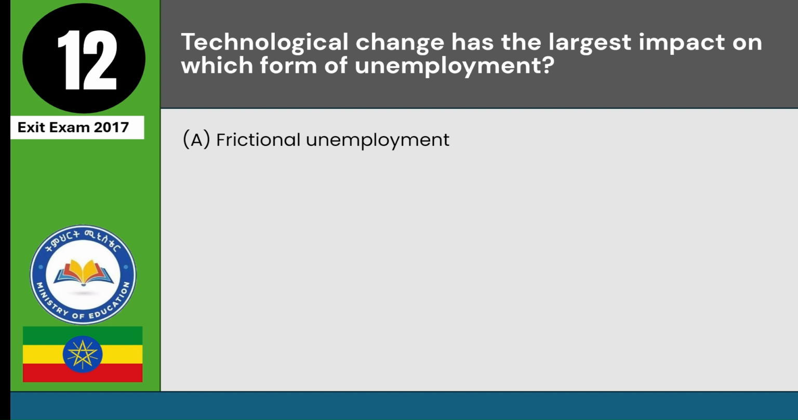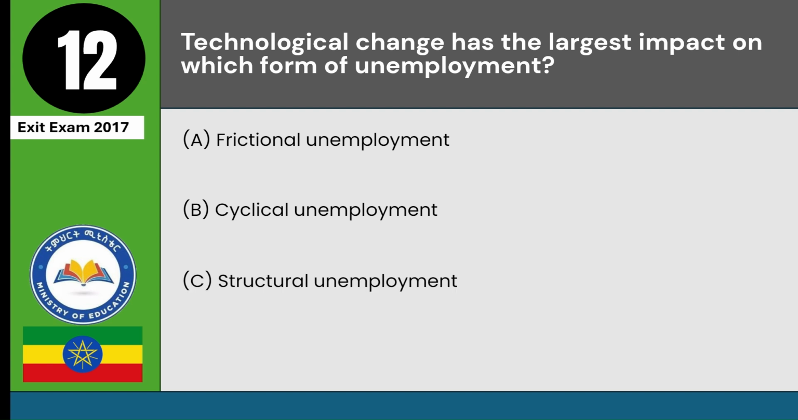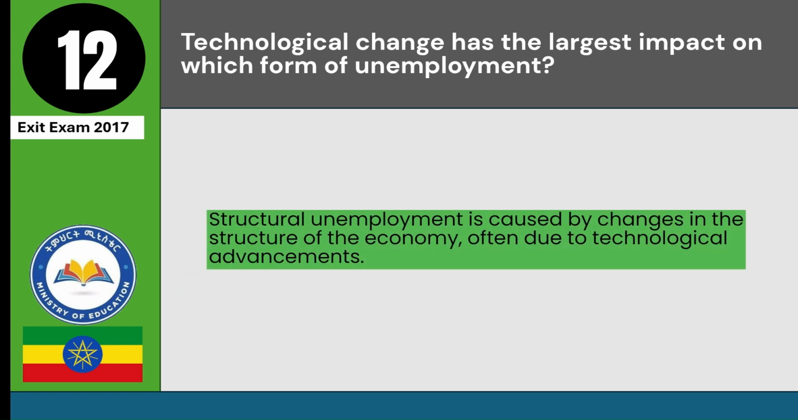Technological change has the largest impact on which form of unemployment? A. Frictional unemployment. B. Cyclical unemployment. C. Structural unemployment. D. All of the above. Answer C. Structural unemployment is caused by changes in the structure of the economy, often due to technological advancements.